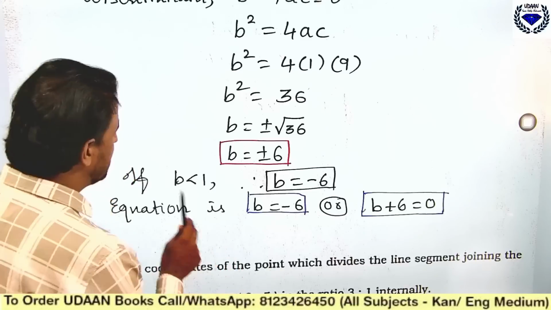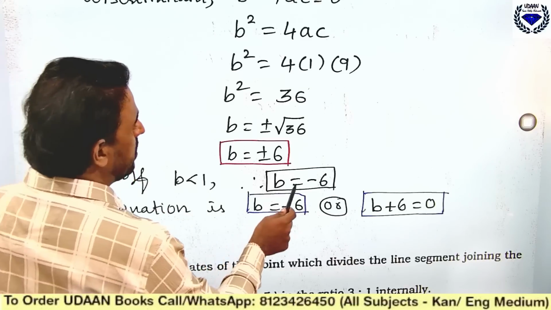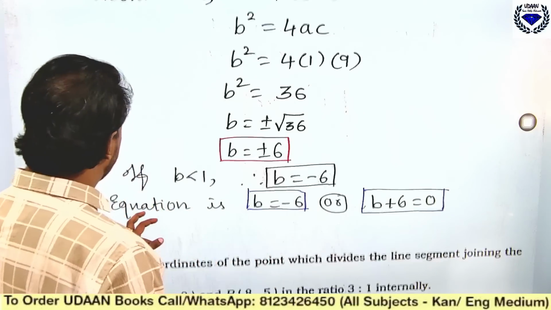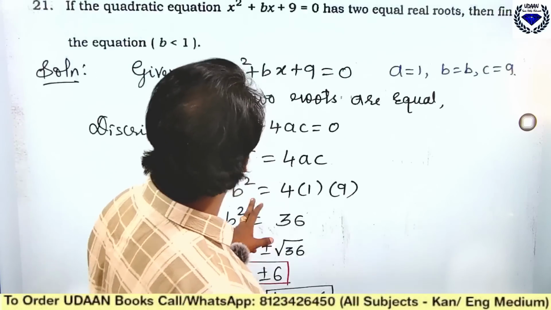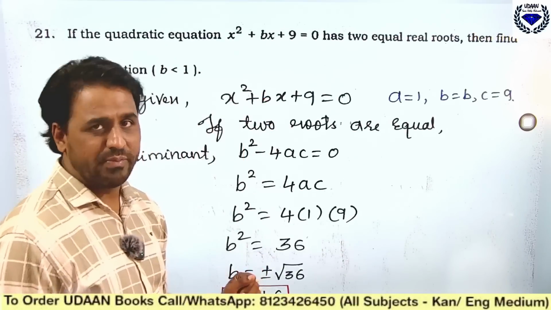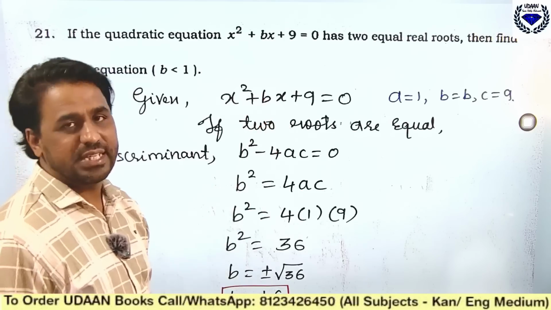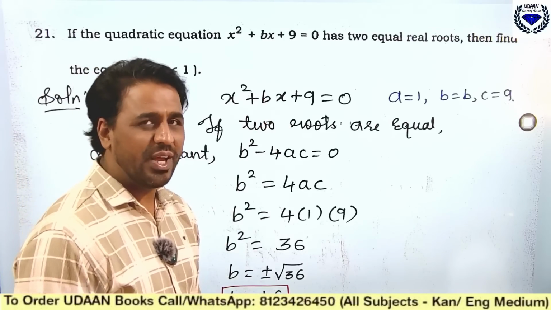But the condition is b is less than 1. So b is equal to minus 6. The equation is b is equal to minus 6, or b plus 6. Or you can just substitute b is equal to minus 6 here. x square minus 6x plus 9 equal to 0 will be your answer.